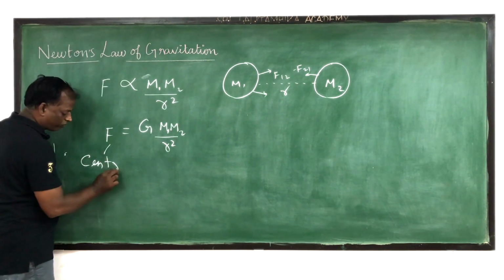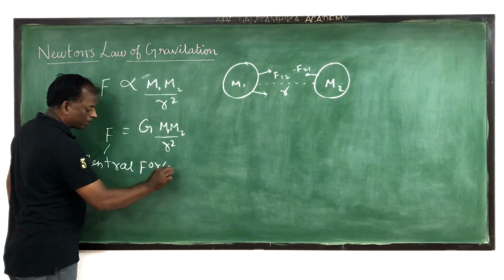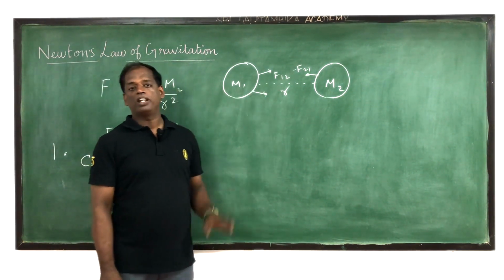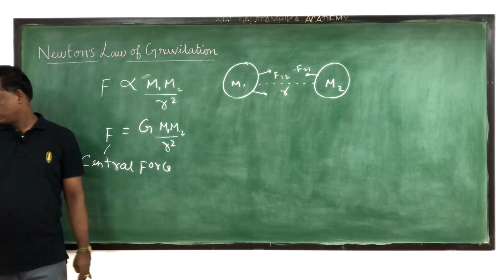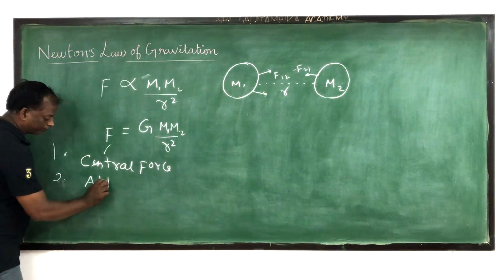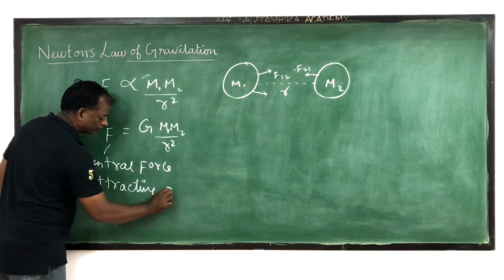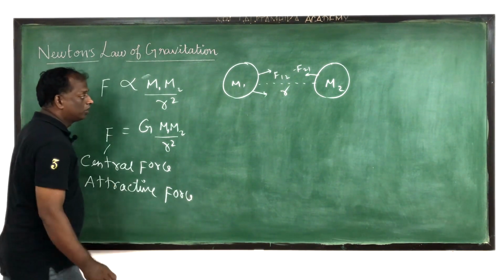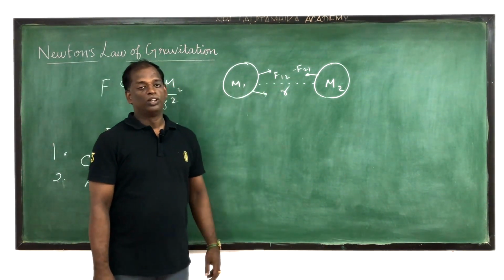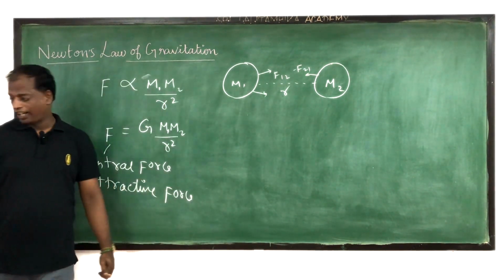Condition 1, F is a central force. ஏன்னா இந்த ரெண்டு மாஸுக்கும் உள்ள ஃபோர்ஸ் தான், அந்த ஃபோர்ஸ் should be common, should be a central force. Second one, it is an attractive force. So this force should attract, இந்த ஃபோர்ஸ் வந்து ரெண்டு மாஸையும் அட்ராக்ட் பண்ணணும். எந்த பொருளா இருந்தாலும் இதை வந்து அட்ராக்ட் பண்ணணும். This force should be an attractive force.